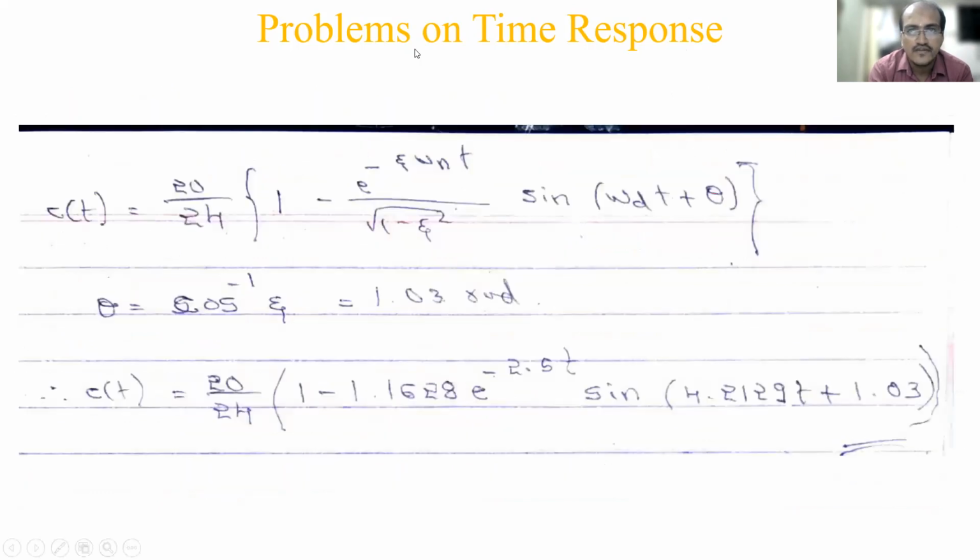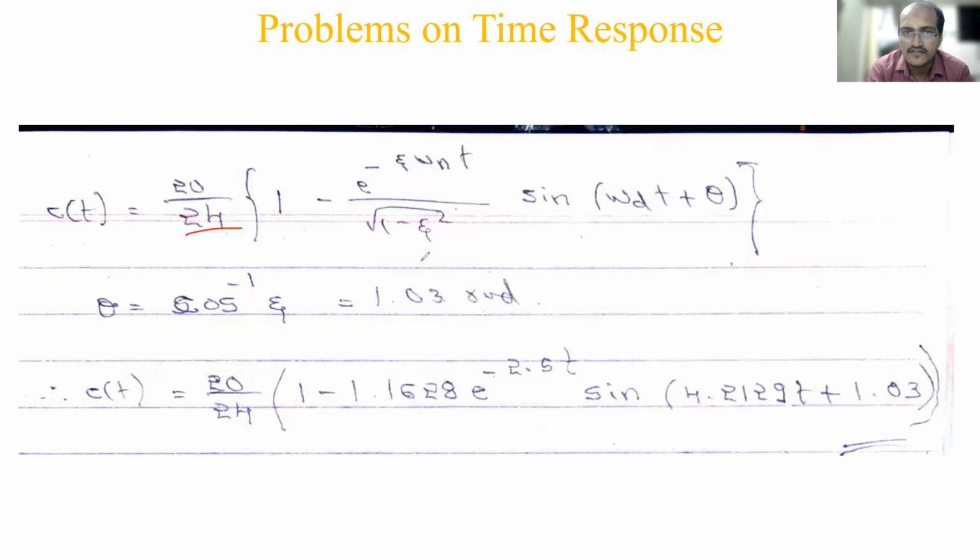So see here, C of T is equal to 20 by 24, which I have kept outside. Then I have directly used the C of T expression. So it is 1 minus e to the power minus zeta omega n t divided by square root of 1 minus zeta square, sine omega d t plus theta.